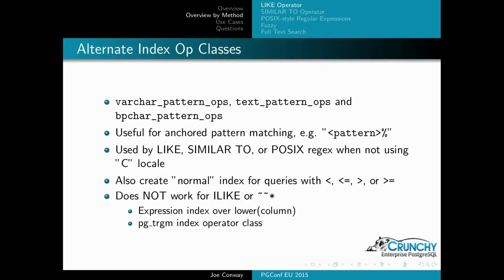You might also want to create the normal B-tree index on the same exact column though, because if you've got other queries that are using less than equal to, greater than, or greater than or equal to, those queries would use the normal index. So you might end up with two indexes on the same column, one with the special pattern ops and one with just the normal B-tree.